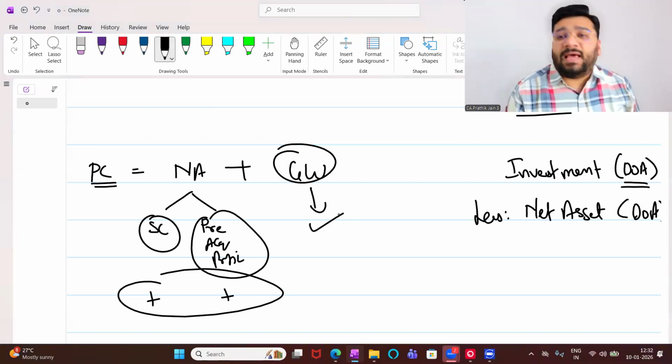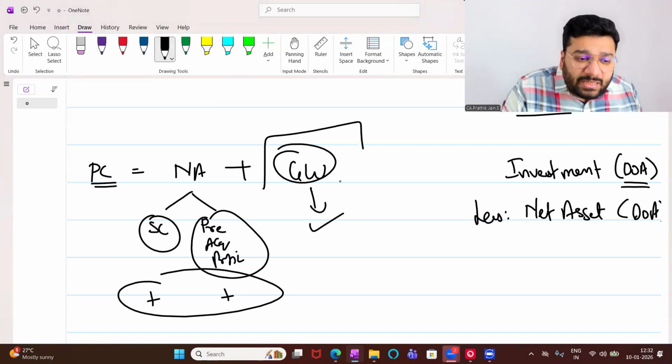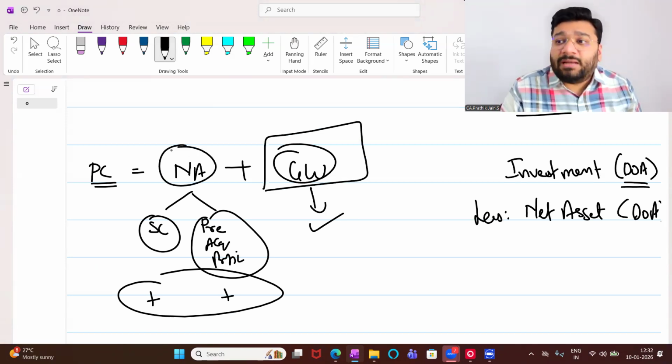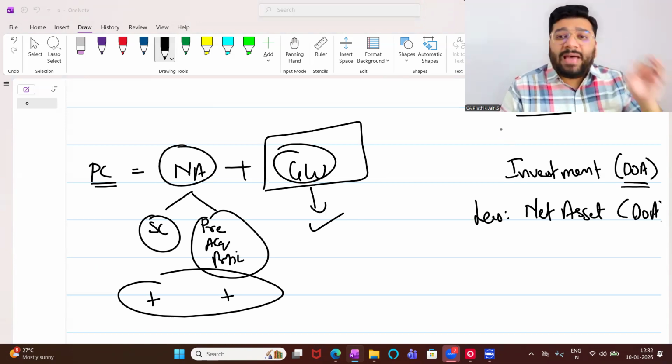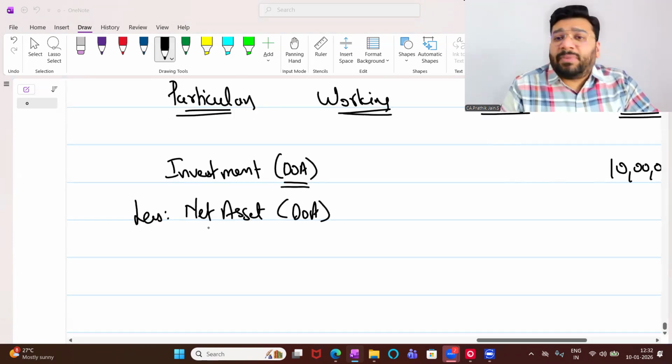So if the reputation is there, goodwill will come. If reputation is not there, goodwill will not come. Okay, not okay, this is a subject matter of evaluation. But net asset is the bare minimum amount that Mr. X will ask. So net asset comprises two components.